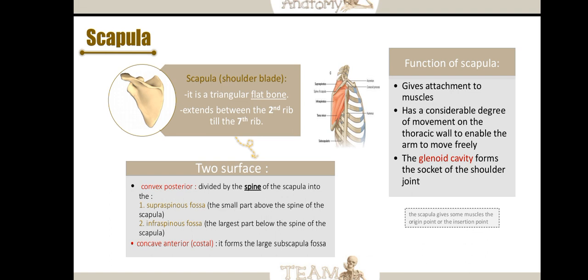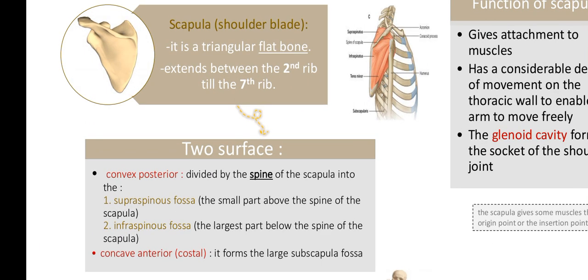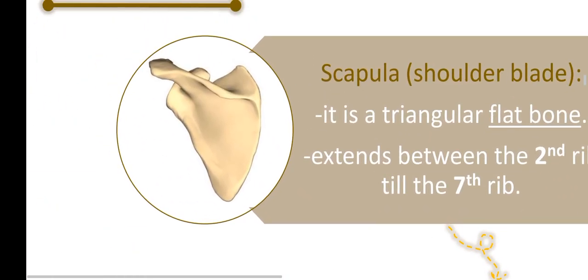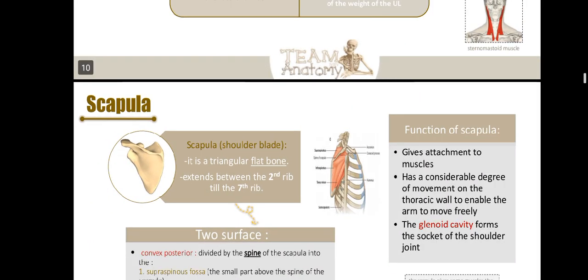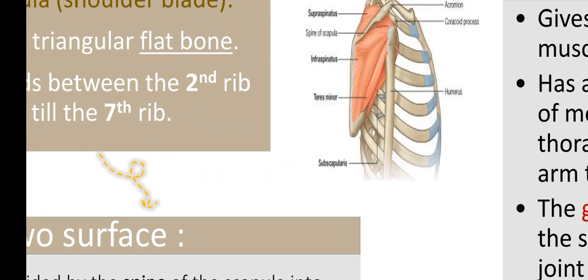Going to the next bone, that's the second bone of the upper limb. All right, you have the scapula. Now, talking about the shape and the location, looking at this picture you see right here, it looks triangular. So from there we say the scapula is triangular. What about the length?